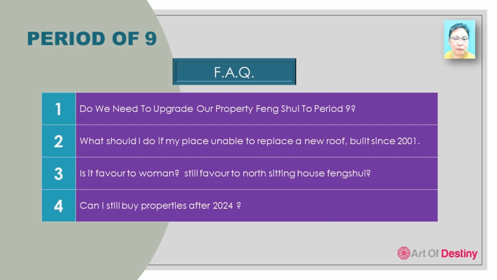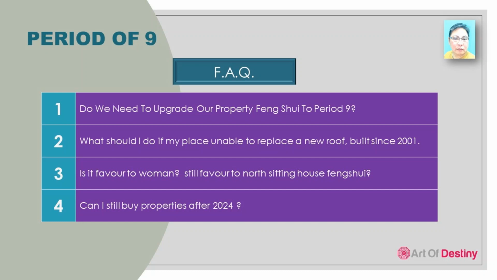All right, so one of the questions I got was, do we need to upgrade our property Feng Shui to period 9? I know that there are a lot of practitioners who say that in period 8 you should upgrade your Feng Shui into period 8. If you're in period 7, you should upgrade into period 7, and if you're in period 9, you should go to period 9. Well, my honest answer to you is it depends. As I said, if after the audit we realize that you still continue to get good energy, then of course you do not need to upgrade it into period 9.